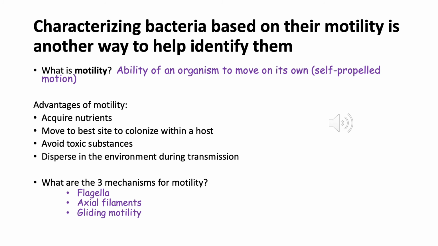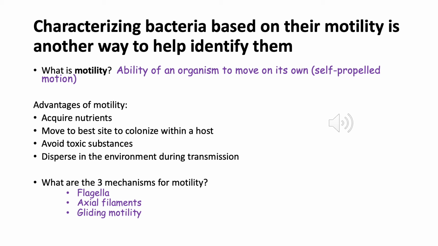Next, let's talk about motility, what it means, and why it's important to test for it. Characterizing bacteria based on their motility is another way to help identify them. So what is motility? Motility is the ability of an organism to move on its own, so self-propelled motion. And being able to do that has some advantages.